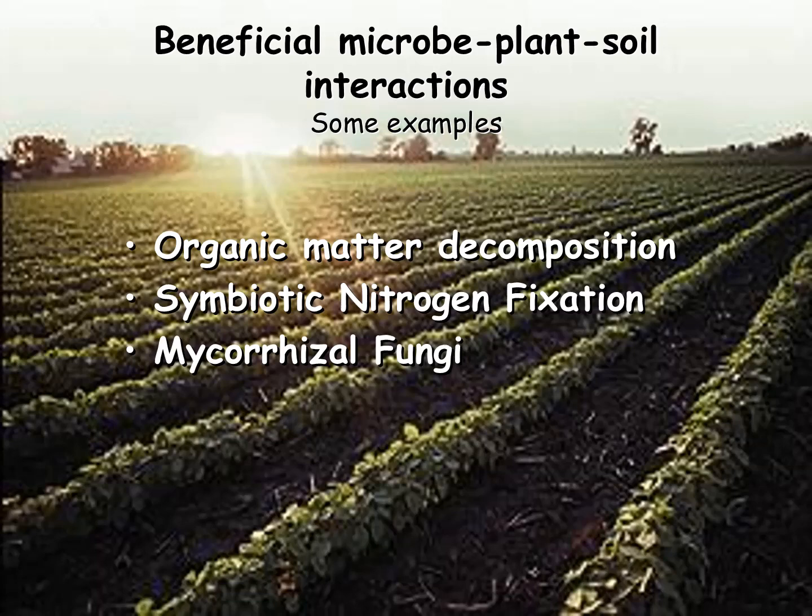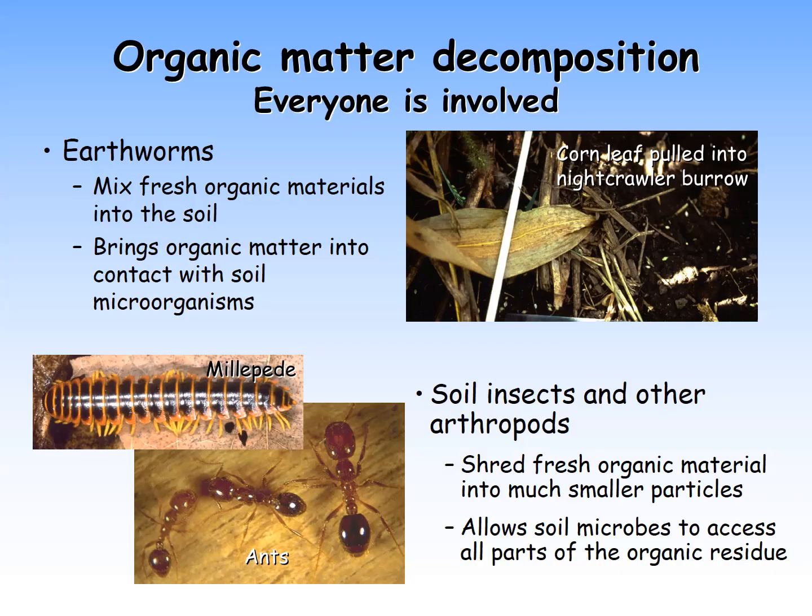Good day, students. We will look at 3 examples of interactions and interdependency: organic matter decomposition, symbiotic nitrogen fixation, and mycorrhizal fungi. The process of degrading the fresh organic material added to the soil is a complex process. It involves intricate interplay from numerous types of species. If some of these organisms are absent, the decomposition and the related nutrient cycling will be much slower and may stop altogether.